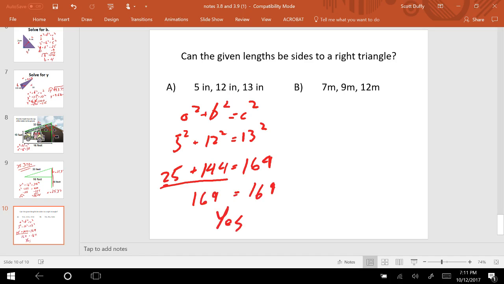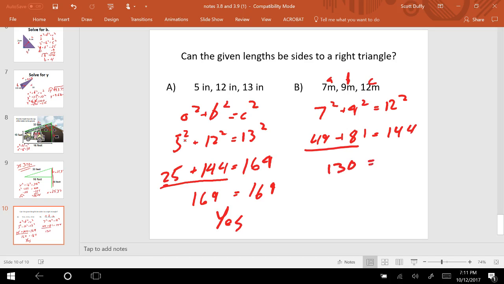So yes. Now let's do the same thing with this. We're going to have our A, our B, and our C, because 12 is the longest. So we have 7 squared plus 9 squared equals 12 squared. 7 squared, 49, plus 81 equals 144. And 49 plus 81 is actually 130, which does not equal 144. So, no, these side lengths cannot form a right triangle.